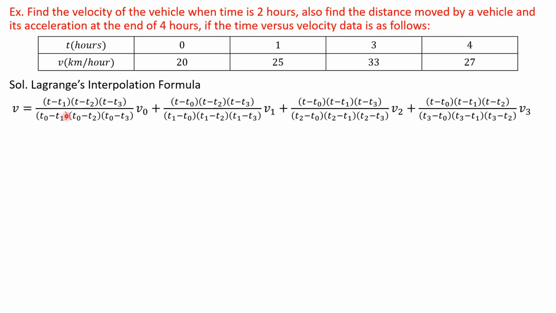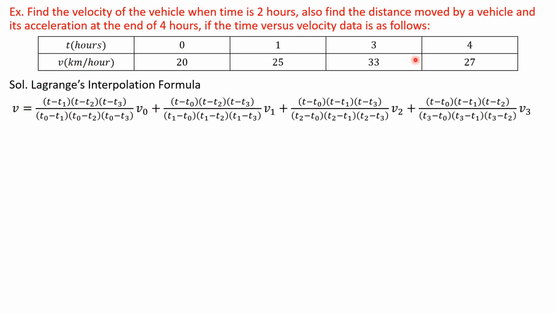So this is our formula now. See, t is our independent variable and v is a dependent variable, right? So t is nothing but x and v is nothing but y. So Lagrange's interpolation formula is this.